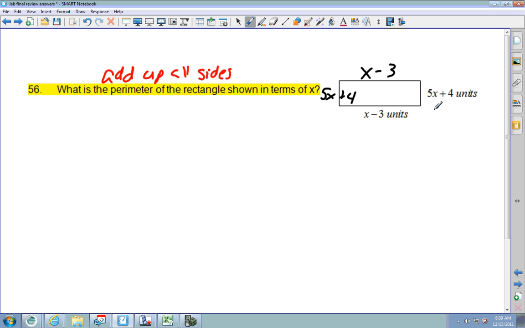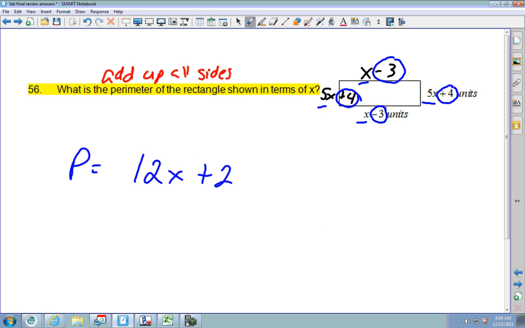Okay, so I have 5, 10, 11, and 12. 12x, and then I have 4 plus 4 is 8, minus 3 is 5, minus 3 is 2, plus 2. That is the perimeter, because it says in terms of x. I'm not looking for a specific number. I just know that it's in terms of x.